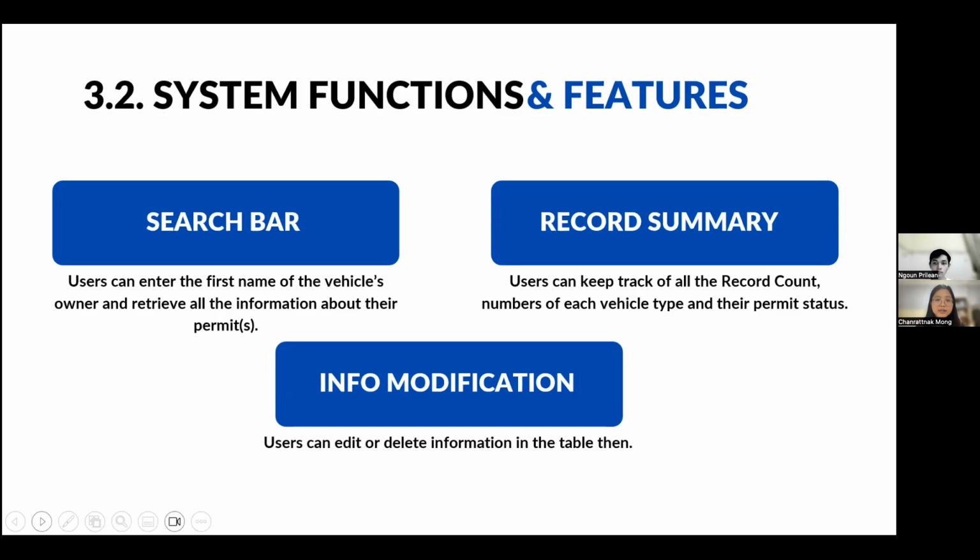The other 3 functions are: the search bar, where users can enter the first name of the vehicle's owner and retrieve all the information about their permit or permits. Then record summary, where users can keep track of the record count, the number of each vehicle type, either car or motorcycle, and the permit status too. The last function is information modification, where they can either edit or delete the information in the table.